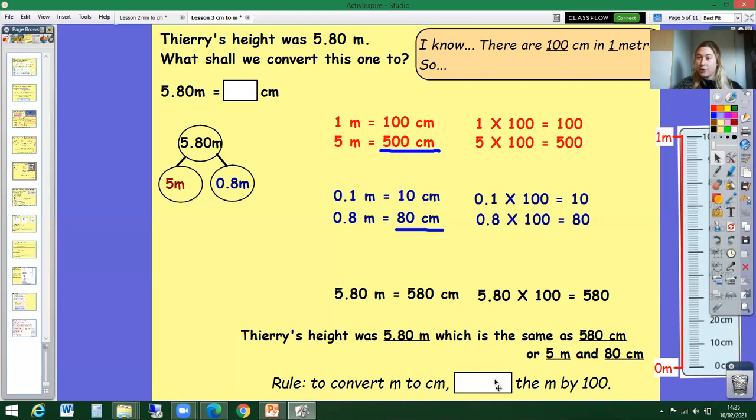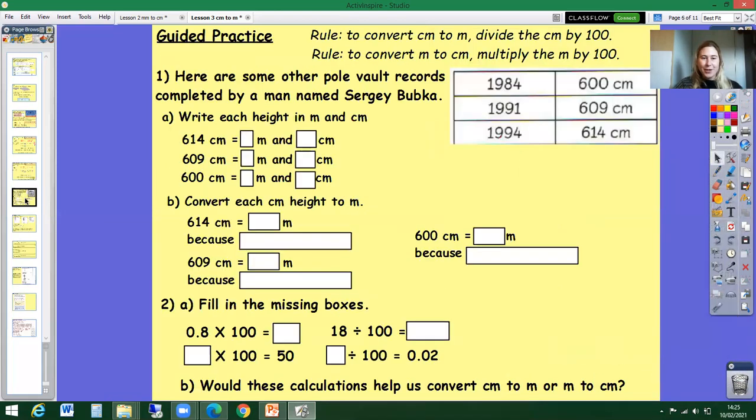Multiply the metres by 100 or divide? Pause the video and have a think. Okay, now read it with me. To convert metres to centimetres, multiply the metres by 100. Super. So now you've got some guided practice to do. So pause the video now and have a look at the different questions.